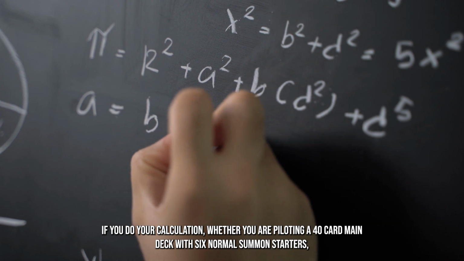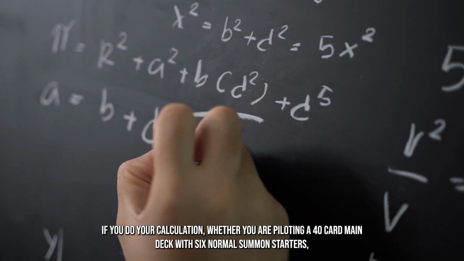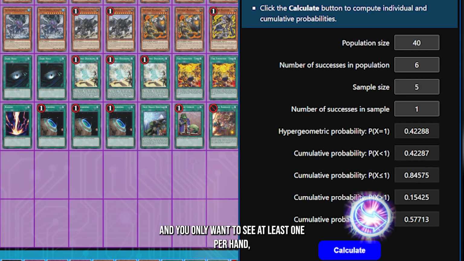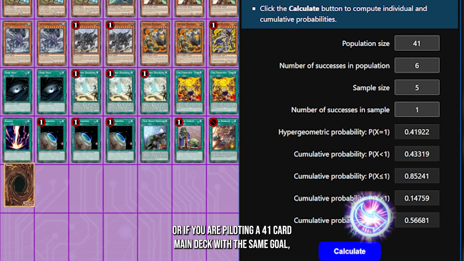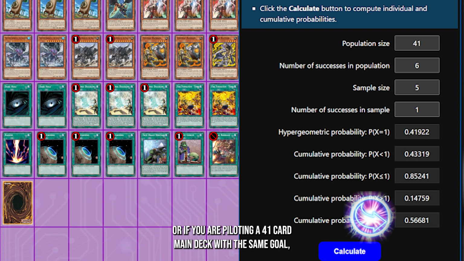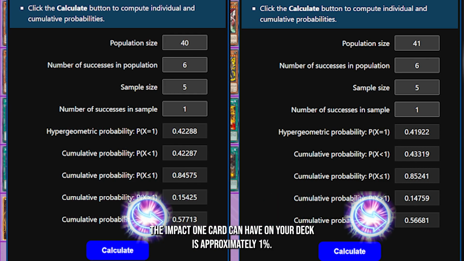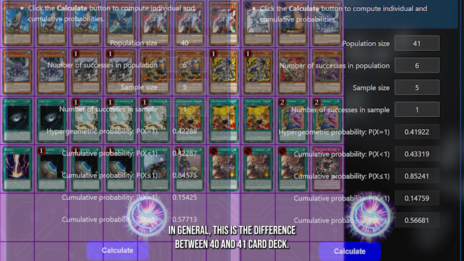If you do your calculation, whether you are piloting a 40 card main deck with 6 normal summon starters and you only want to see at least 1 per hand, or if you are piloting a 41 card main deck with the same goal, the impact 1 card can have on your deck is approximately 1%. In general, this is the difference between a 40 and a 41 card deck, but let's dive deeper.